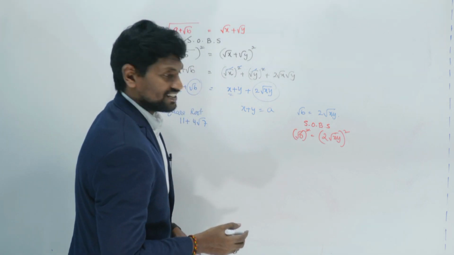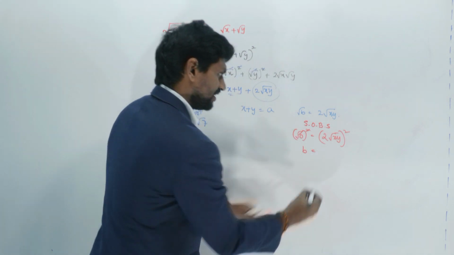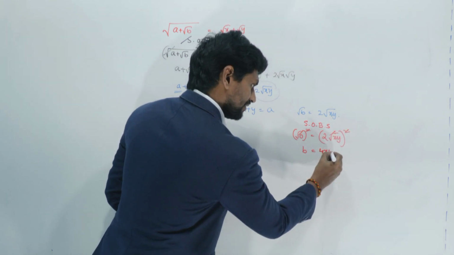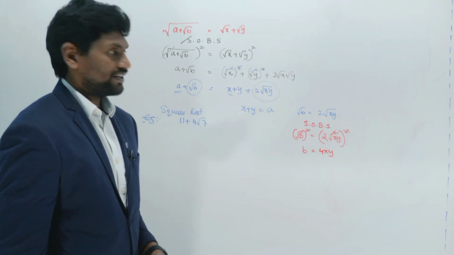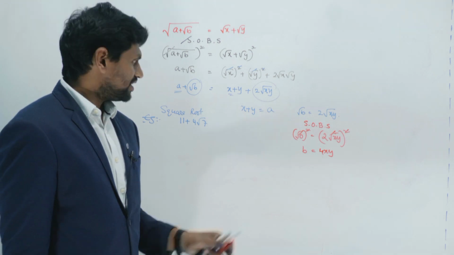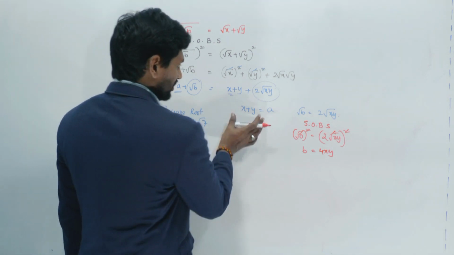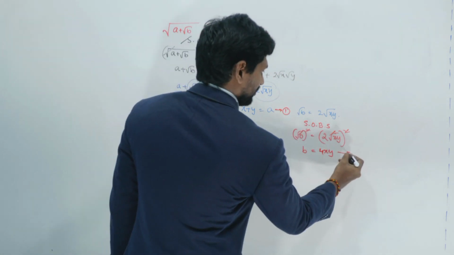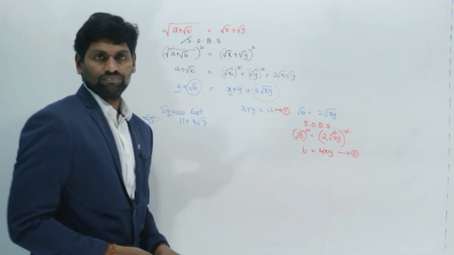Now the square root cancels. It will be b. 2 square value is 4, the square root cancels, xy. So b value is 4xy. Okay? B value is 4xy. So this is the x plus y value, a, we got as equation 1. The b value we got as equation 2.